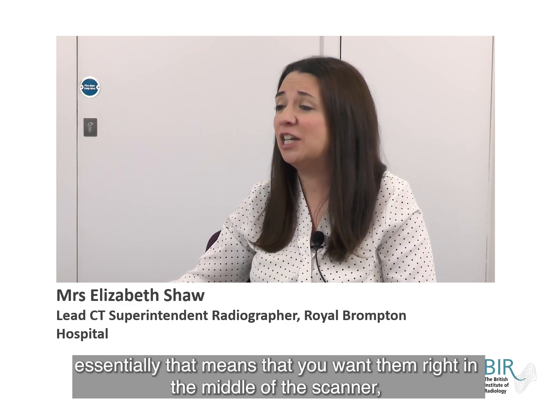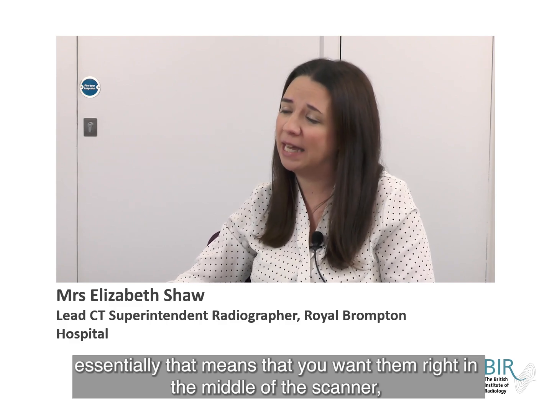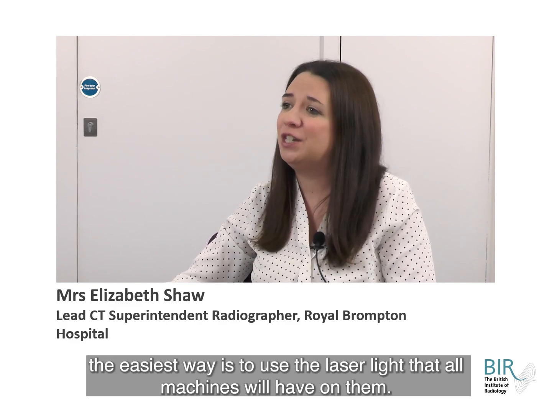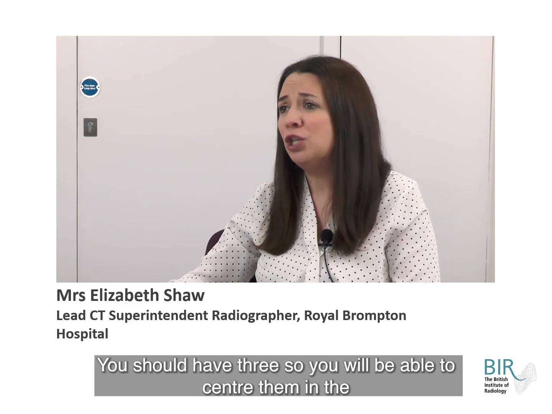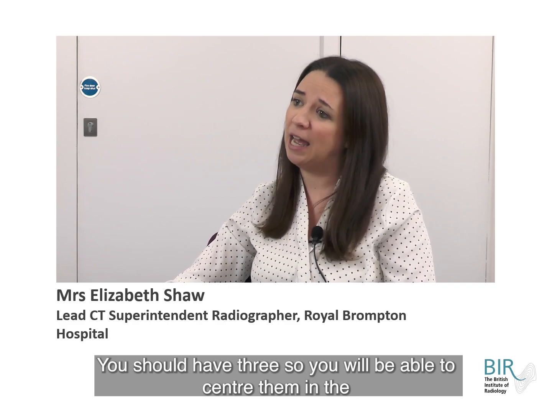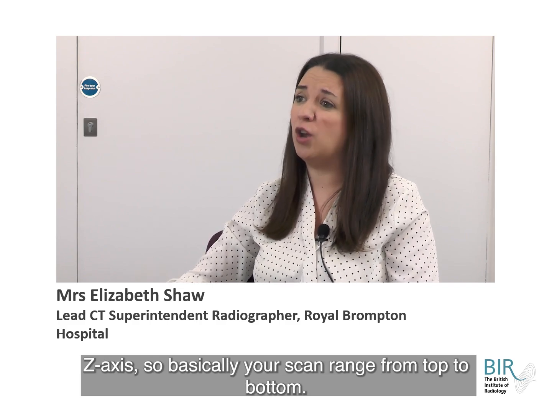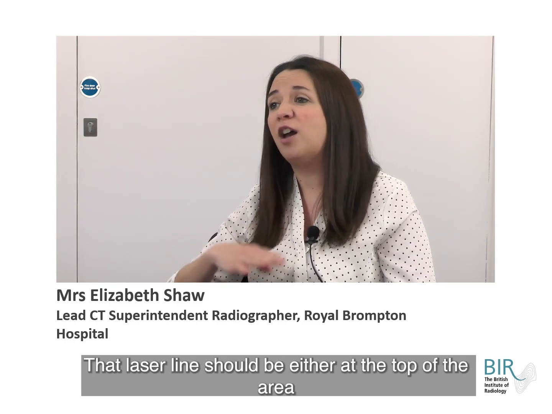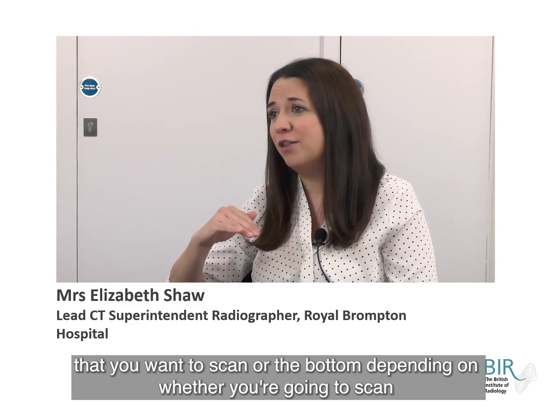So to ensure a patient is accurately isocentered in the CT scanner, essentially that means that you want them right in the middle of the scanner. The easiest way is to use the laser lights that all machines will have on them. You should have 3, so you will be able to center them in the Z-axis, so basically your scan range from top to bottom. That laser line should be either at the top of the area that you want to scan or the bottom, depending on whether you're going to scan craniocaudal or caudocranial.